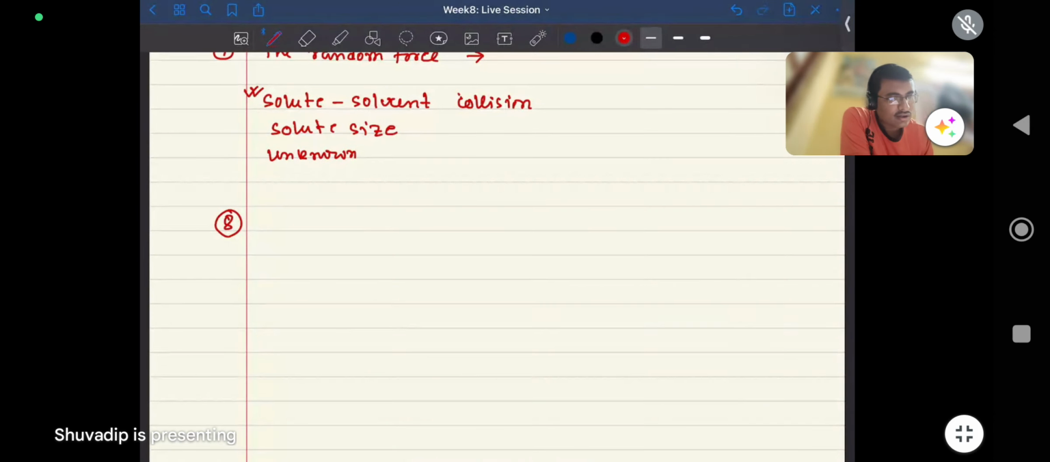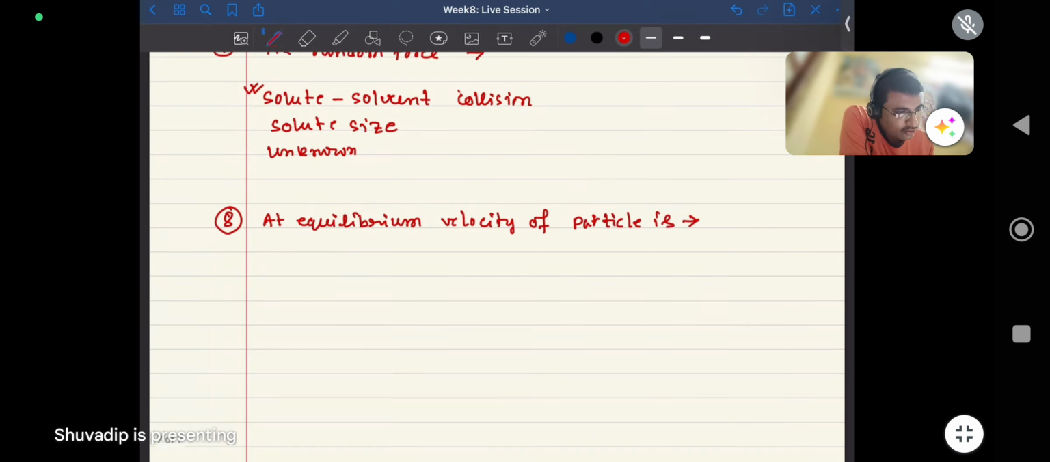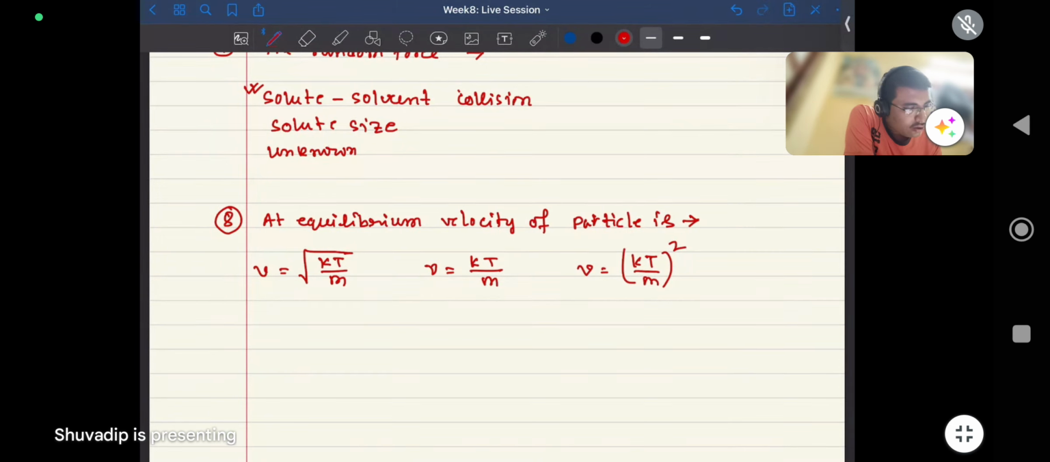So question 8. At equilibrium, the velocity of the particle is, so there are multiple options, say v is equal to root over kT by m, v is equal to kT by m, where k is Boltzmann's constant, T is temperature, and m is the mass of the particle, or v is kT by m whole square, or v is m by kT. So which is the correct option?